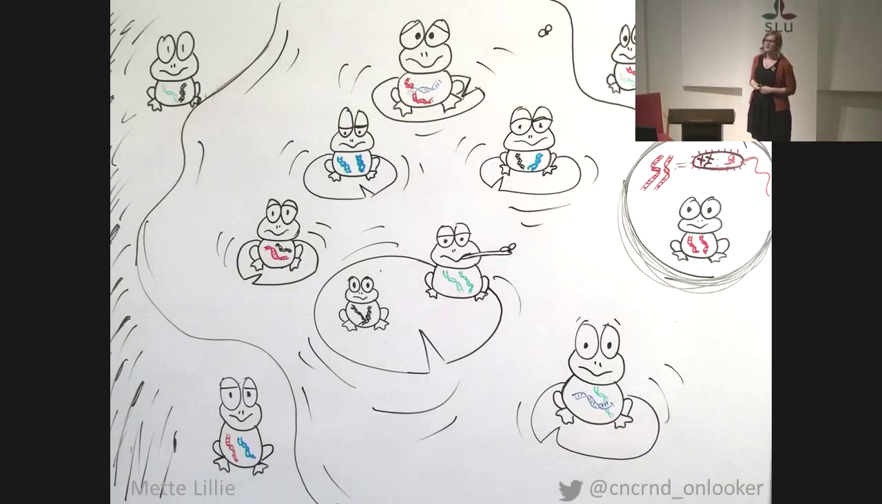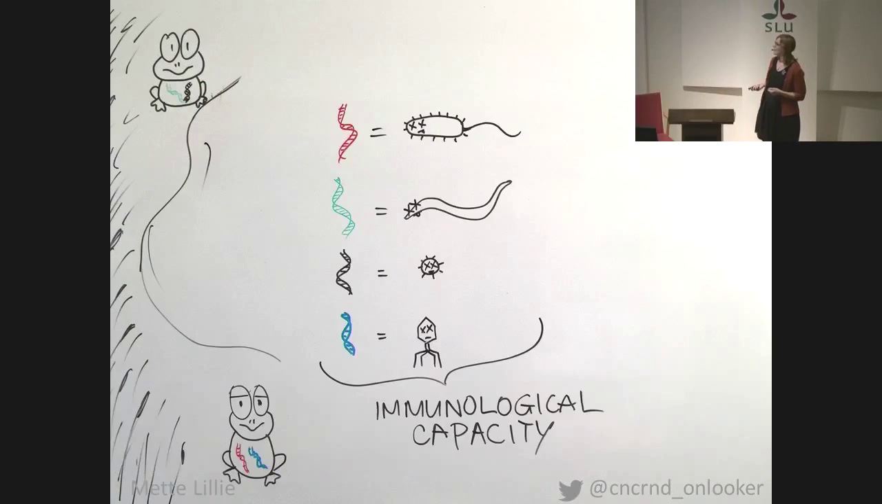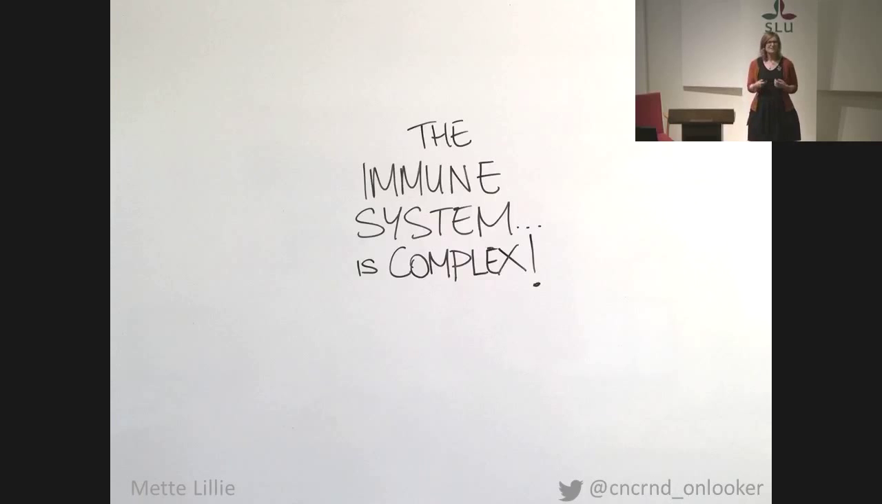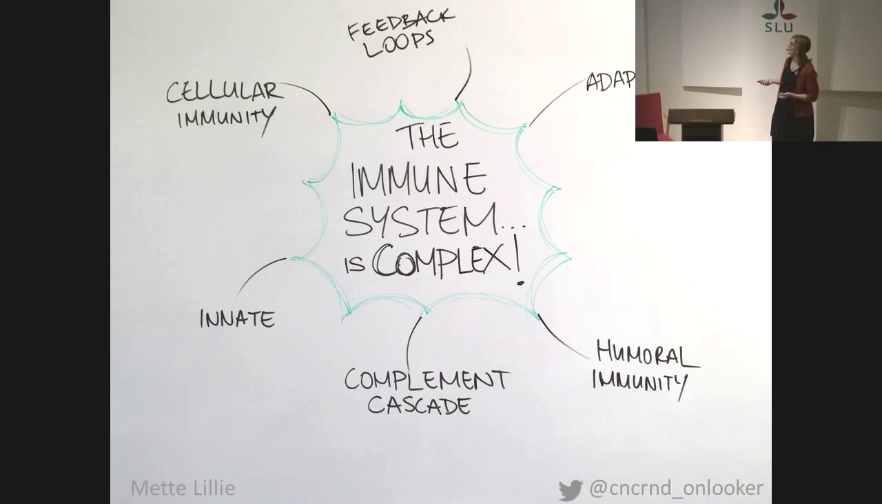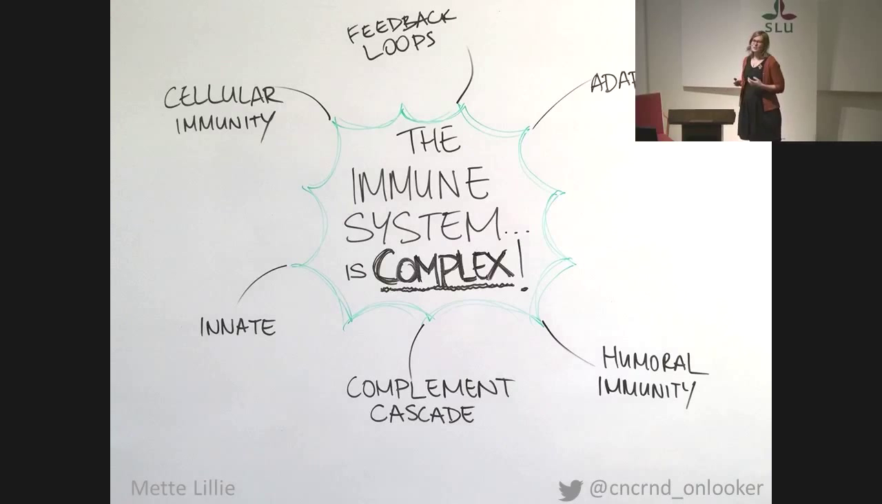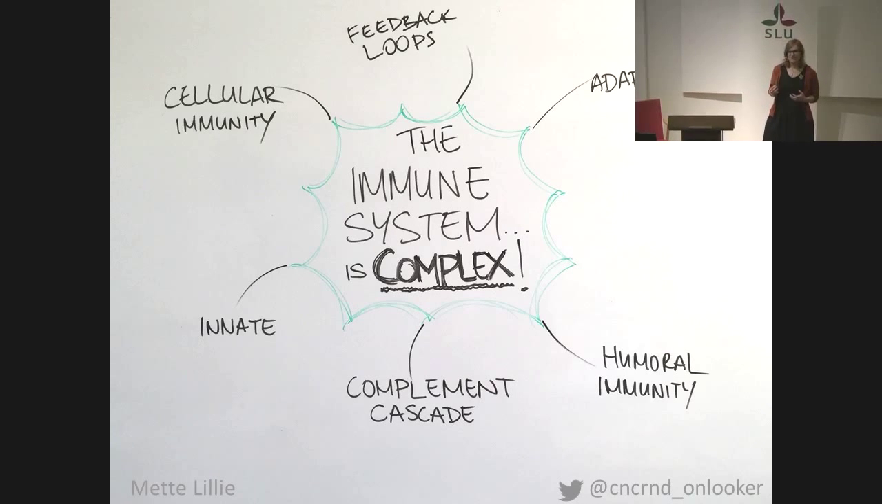This can give you an idea of the immunological capability of individuals, and as a whole, give you an idea of the immunological capacity of a population. But how do we measure this immunological capacity? Well, to put it simply, the immune system is complex. There is the adaptive and innate arms, there is humoral and cellular immunity, there are feedback loops and complement cascades. It's almost impossible to characterize every single immune gene involved in this pathway.